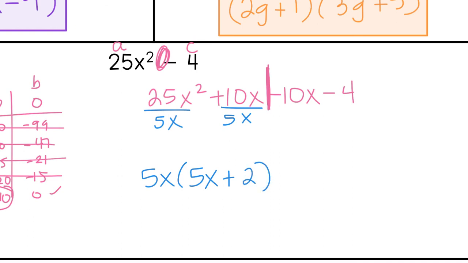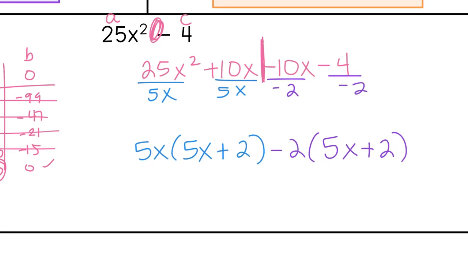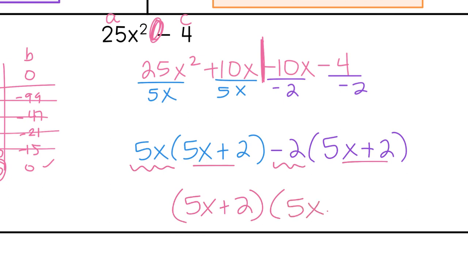Now on the right side, negative 10x and negative 4, I can divide by a negative number. Specifically, they're both even, so negative 2. Negative 10 divided by negative 2 is positive 5x. Negative 4 divided by negative 2 is positive 2. So again, notice how what's inside the parentheses is the same for both of them. So 5x plus 2. And then everything that's on the outside is the other factor, 5x minus 2.